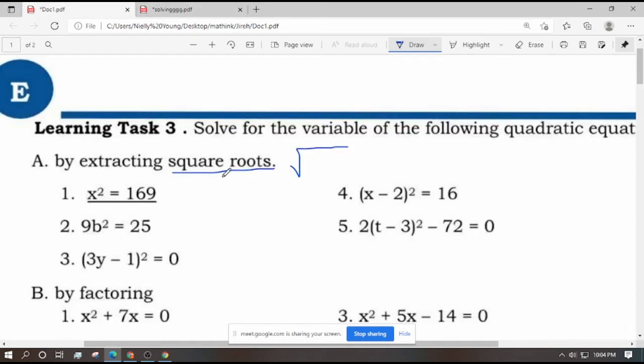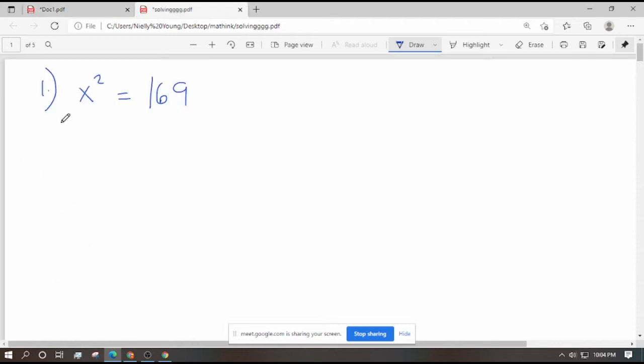We will use the square root symbol. This is the square root symbol. So, we will now apply it to both sides. Square root of x squared is equals to square root of 169. When you use the square root, the 2 and the symbol will disappear. So x is what remains, because you canceled the 2 and the square root.